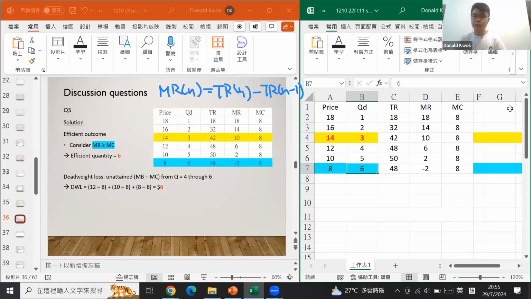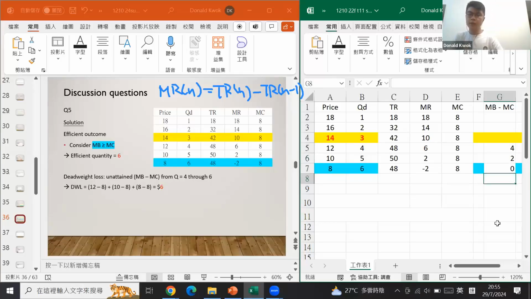So how can I do that? It will simply be the marginal benefit minus marginal cost for these units. For the 4th unit, it is 12 minus 8, because by producing this unit, the consumers can gain the marginal benefit of 12, while it requires a marginal cost of 8 only. So this will be the unattained total economic surplus for Q equals 4. And we'll sum this kind of MB minus MC for the remaining 2 units, or you can just pull down to obtain the information here.